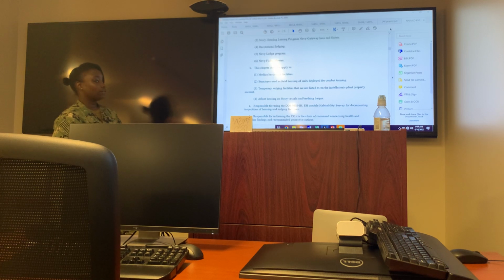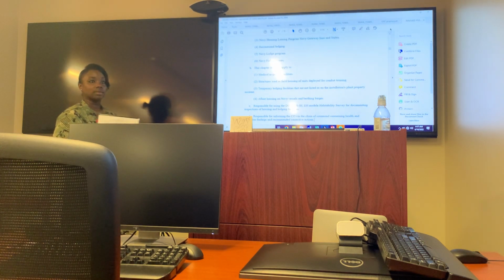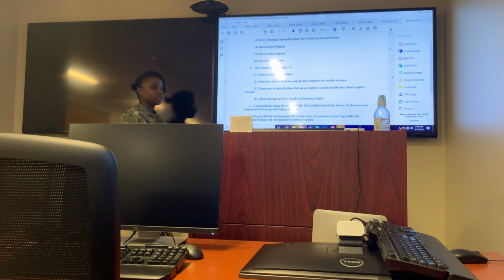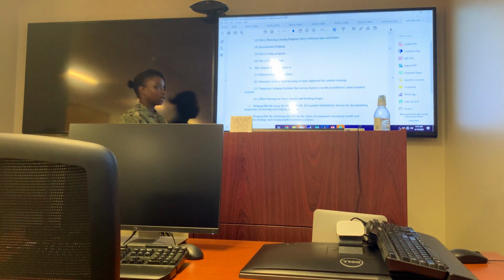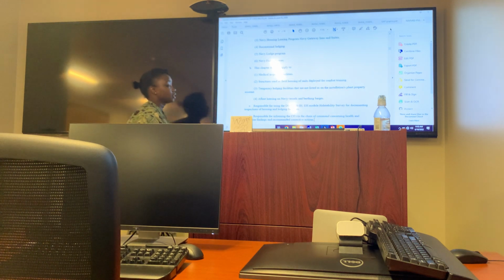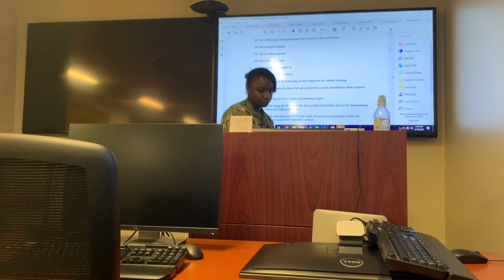Structures used for field housing of units deployed for combat training, which is weird, because depending on where you go, if they do set up housing units, they are going to expect you to do some type of surveillance of whatever area you're staying in. But we just won't enforce this instruction. We will get some guidance from this instruction, obviously, for how we do that. Temporary lodging facilities that are not listed on the installation's plant and property account, we don't even need to get into any of that.